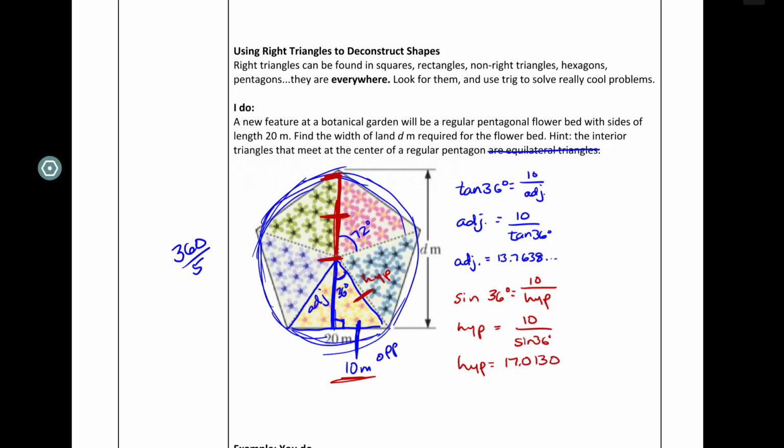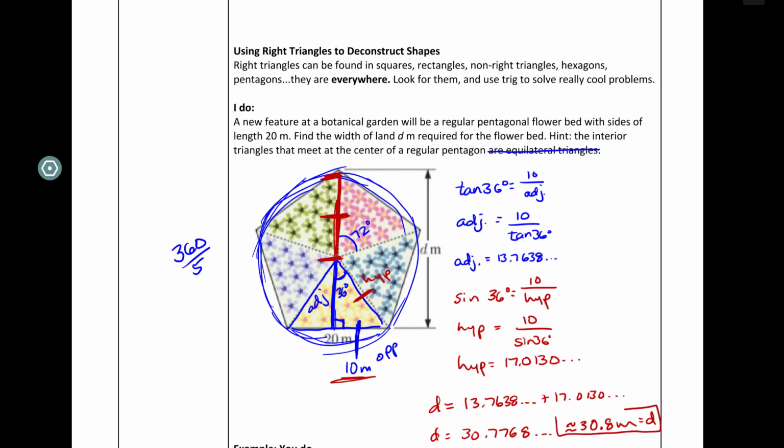Now, we can go ahead and add those two values together. D will equal 13.7638 dot, dot, dot, plus 17.0130 dot, dot, dot. And if we add those two together, we should end up with 30.7768 dot, dot, dot, or approximately 30.8 meters. And that is our distance.